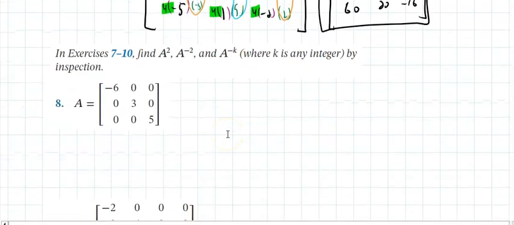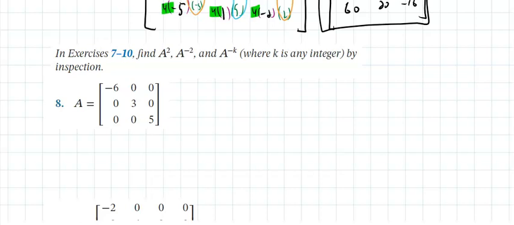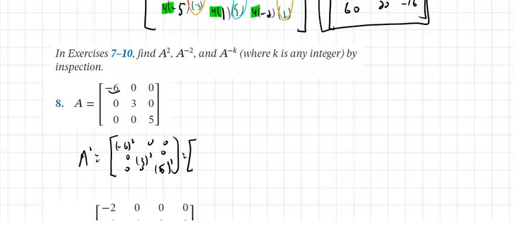Alright, now we get to the next part. Again, if you have a diagonal matrix, later on we're going to find a diagonal matrix for this purpose only. If I take A squared, well, A squared would be simply, if you have a diagonal matrix, squaring the entries: negative 6 squared, 3 squared, and 5 squared. Which is, of course, 36, 0, 0, 0, 9, 0, 0, 0, 25.